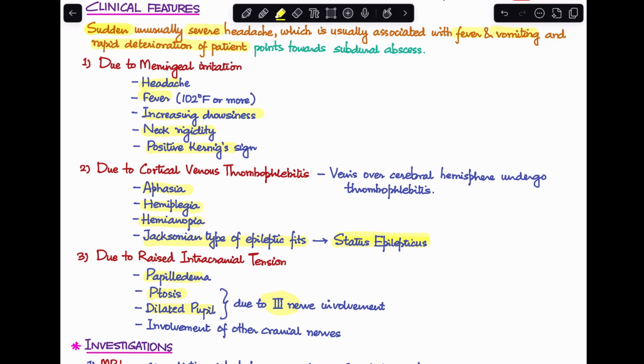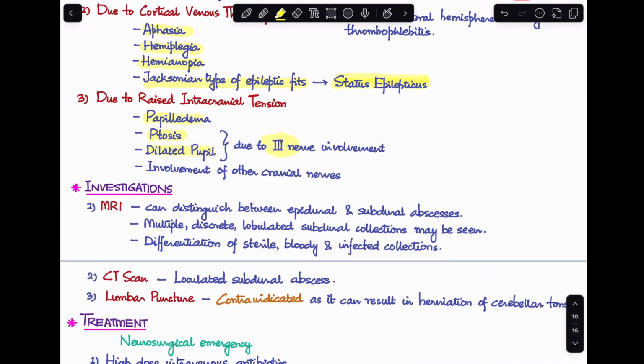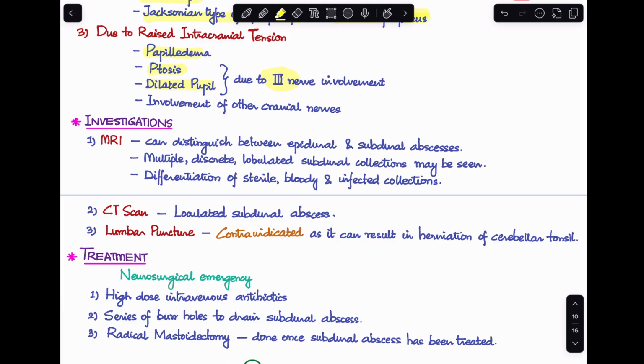Now, even in this subdural abscess, the investigation of choice will be to perform a contrast enhanced CT or an MRI scan. The MRI will help you in distinguishing between epidural and subdural abscesses. You can end up seeing multiple discrete lobulated subdural collections. And MRI is very sensitive in the fact that it will help you in differentiating between sterile, bloody, as well as infected collection, which will not be possible on doing a CT scan.